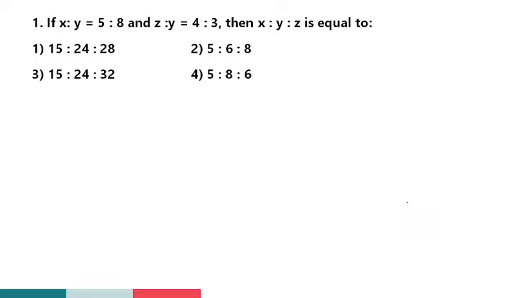If x is to y is equal to 5 is to 8 and z is to y is equal to 4 is to 3, then x is to y is to z is equal to? So what is the answer, guys?